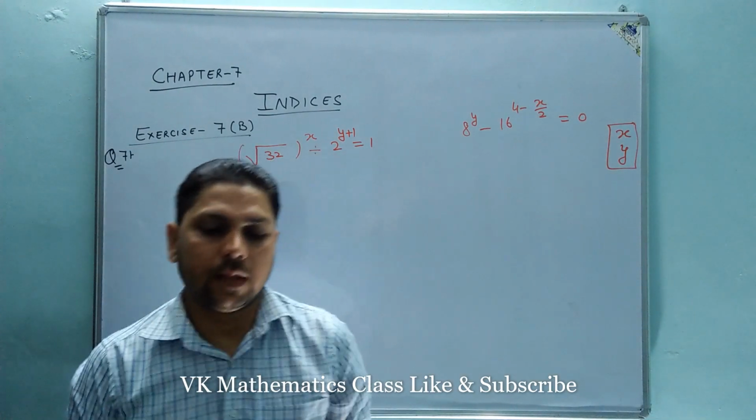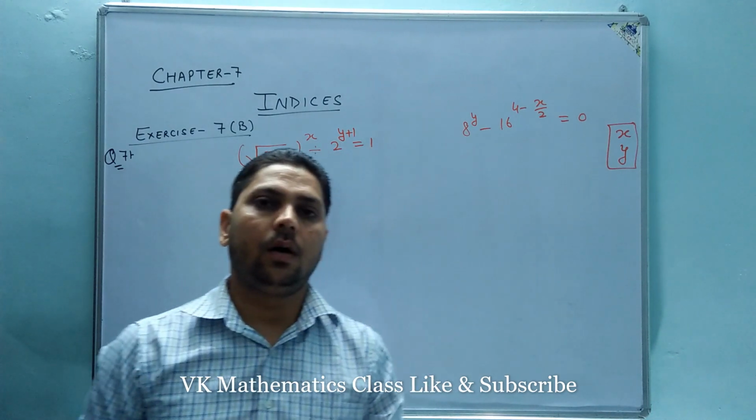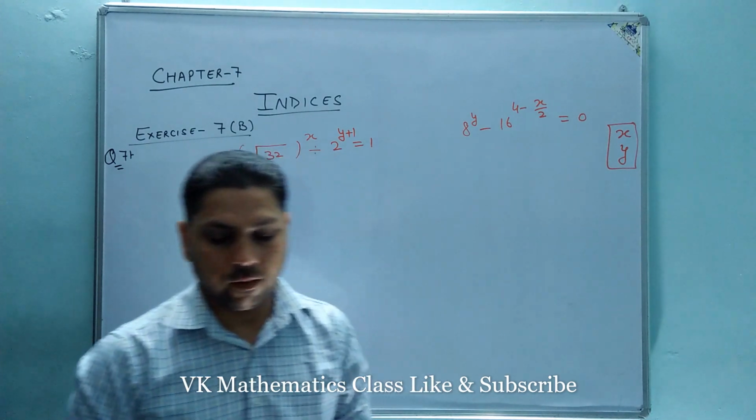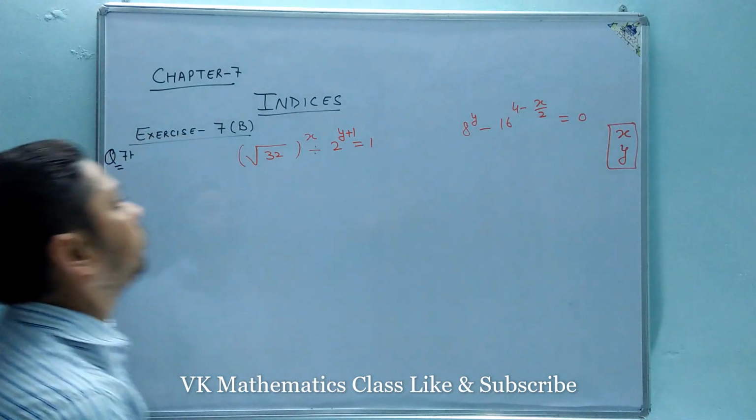Welcome back, students, with the pending questions of exercise 7B of chapter number 7, Indices. A few questions were pending from this exercise. Let's start with question number 7 here. What is given in question number 7?